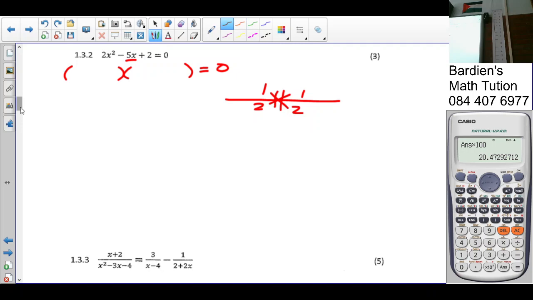Swap around. Why are we adding the products? Because I've got plus 2. The last term is minus, we subtract the products. So 2 times 2 is 4. 1 times 1 is 1, I add it, I get 5. And that's what I'm looking for, I'm looking for 5. You all okay with that?